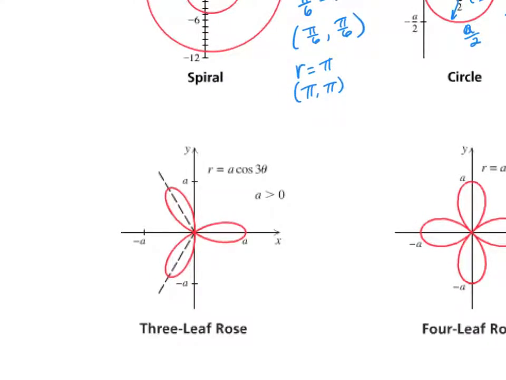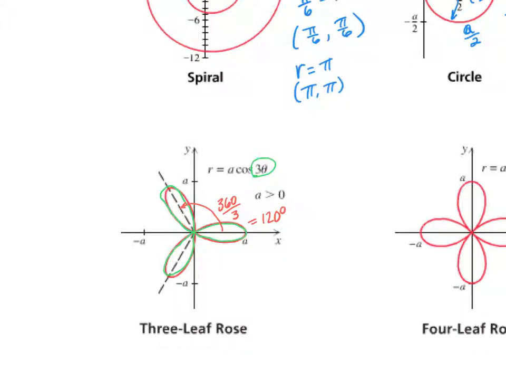So the next one I have is a 3-leaf rose, where notice that this is no longer theta, it is 3 theta. So 3 theta is my angle, and that tells me I have 3 petals, 1, 2, and 3 petals. Also what I know is that the distance between each one of the petals down the midline is going to be 360 divided by 3 because I have 3 petals. So in other words, the distance between the petals is going to be 120 degrees.